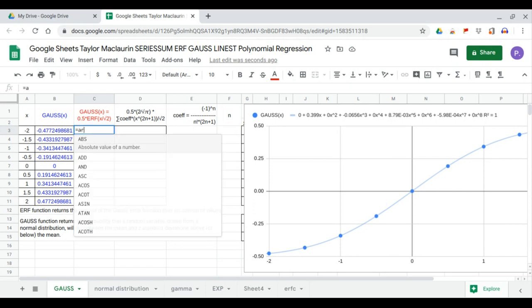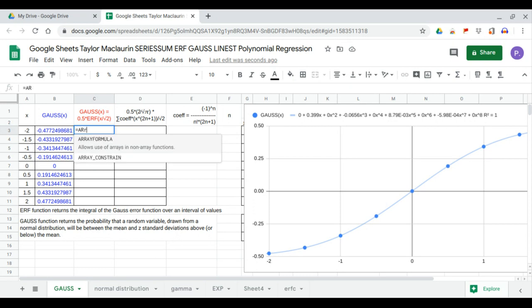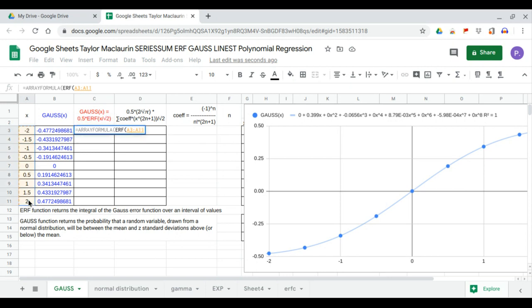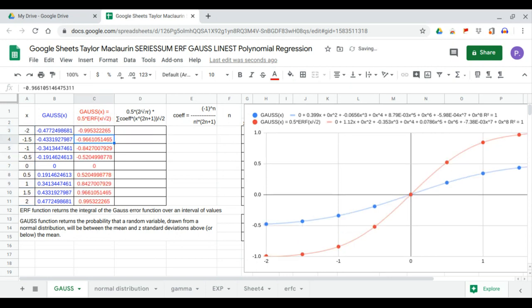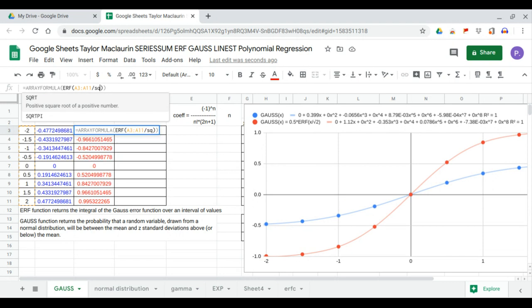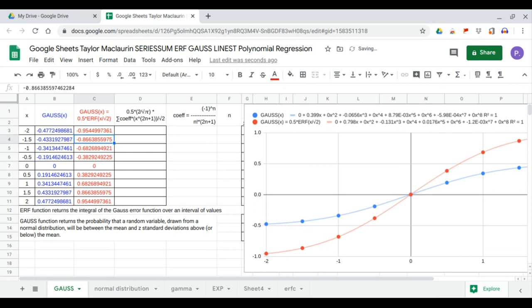So begin with the error function of the x values. This is the function in red. We factor in, first we factor in 0.5 and square root of 2. Let's start with the square root of 2. So we divide by square root of 2. So that's error function divided by square root of 2. Now we're closer.